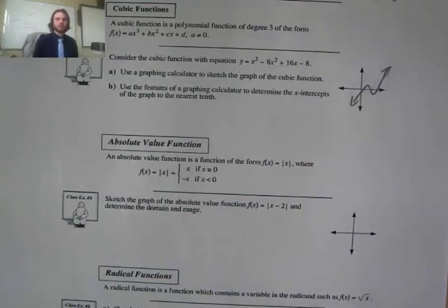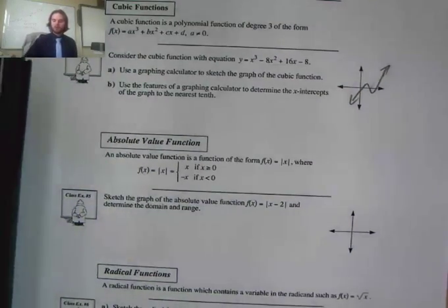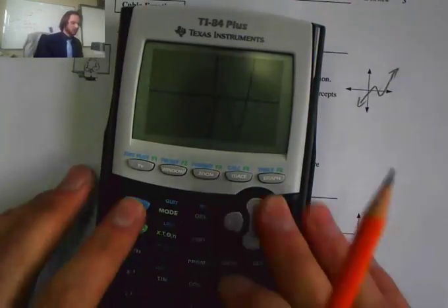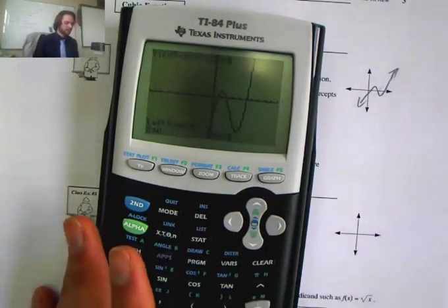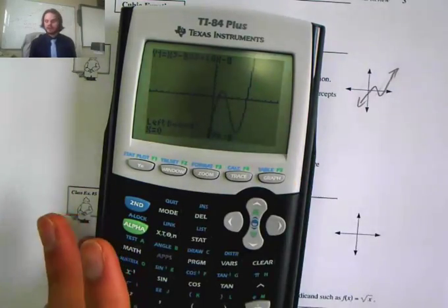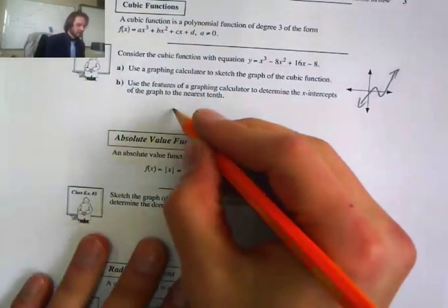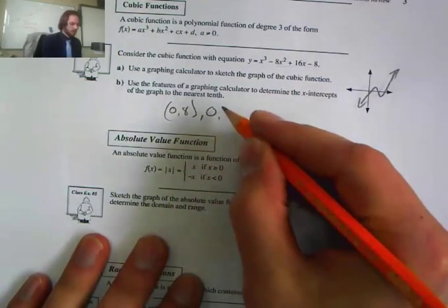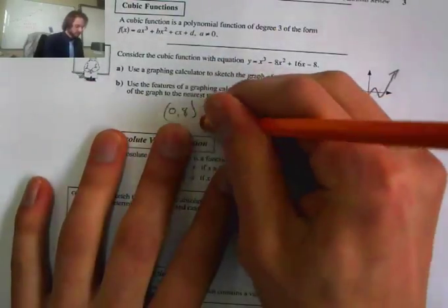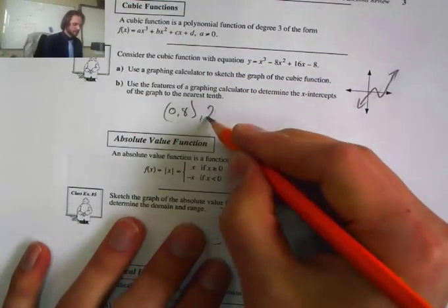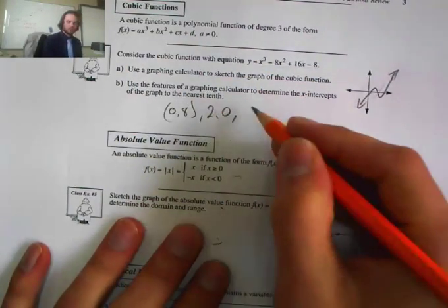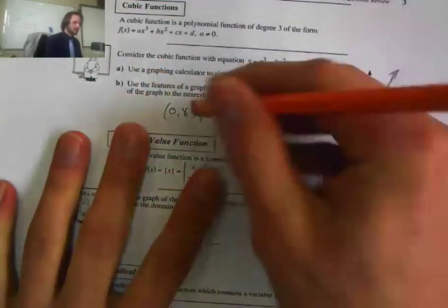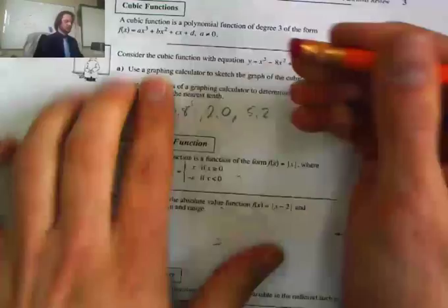So here, we're going to do the same thing again. We're going to have to try and find my x-intercepts. So all I'm going to do is second calculate and find my zeros for all three of those x-intercepts. And we'll end up getting 0.8, comma, 2.0, and we will get 5.2. So those will be my three x-intercepts, okay?